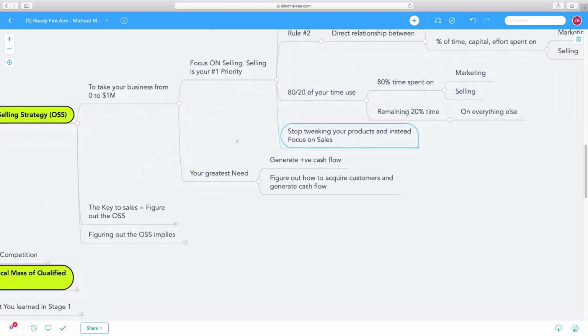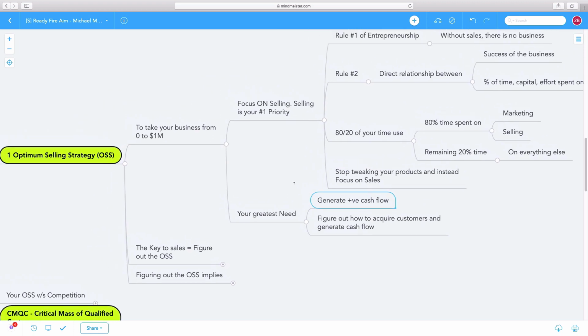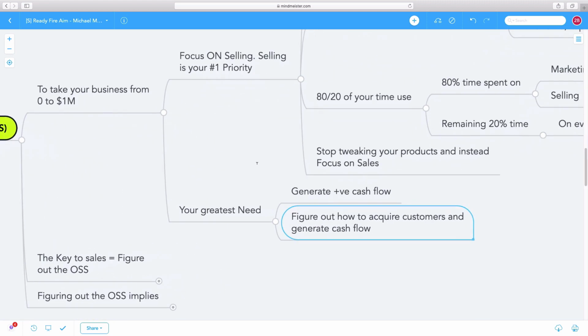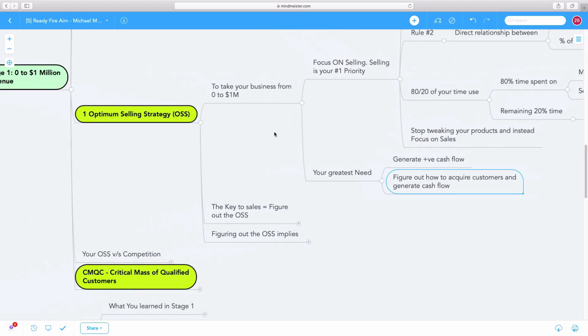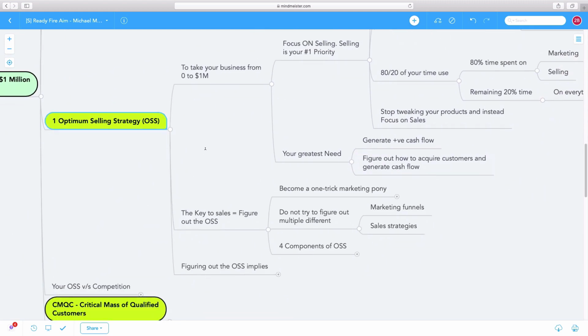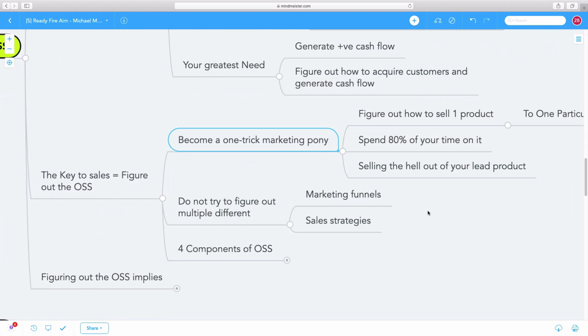The greatest need you have is to generate positive cash flow so that you can invest that money back into the business. And you need to figure out how to acquire your customers and generate cash flow. Now, the key in this phase is, as we talked about, to figure out the optimum selling strategy. And this is where most people struggle.